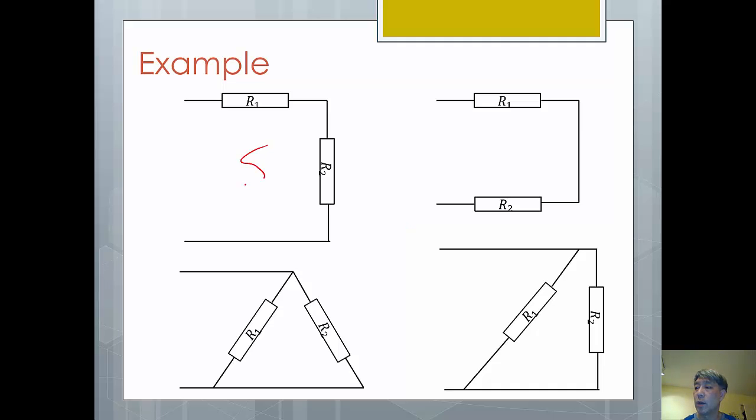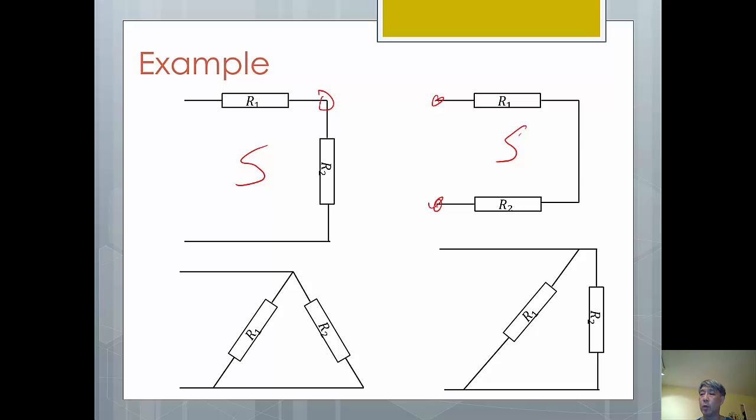So this one is in series, okay? Although it's not in a straight line, they're only connected at one point, and the two ends connect to the rest of the circuit. Same with this one, okay? The upper right-hand corner is also in series. The two resistors look like they're in parallel, but this end is not connected to this end. So therefore, it is still in series.